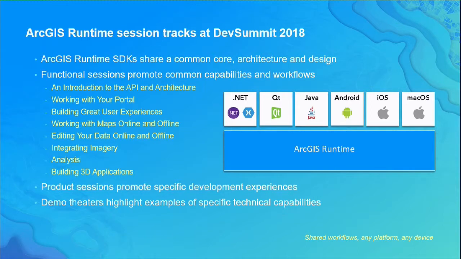Obviously, Runtime is built on a common core. Although we deliver six different products, six different SDKs, they're all built on a common native core. The APIs themselves are synchronized, and the workflows in general are the same natively for all the ArcGIS Runtime SDKs. So we've built out a set of functional sections that apply to all the runtimes, and what you'll see here is that we've promoted those overarching workflows and the APIs used to promote those workflows, because they're available consistently across every runtime.